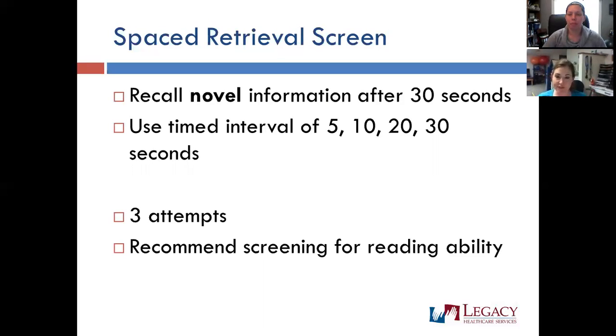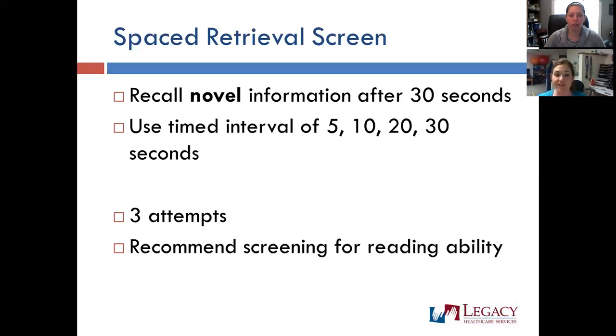So if they miss in that 30 seconds, you back up and you try 20 seconds again. Say they missed at 20 seconds, you back up and you try 10 seconds. And so maybe you work on this for 20 minutes, and if they remember after 30 seconds and 20 minutes, then they're appropriate for it.